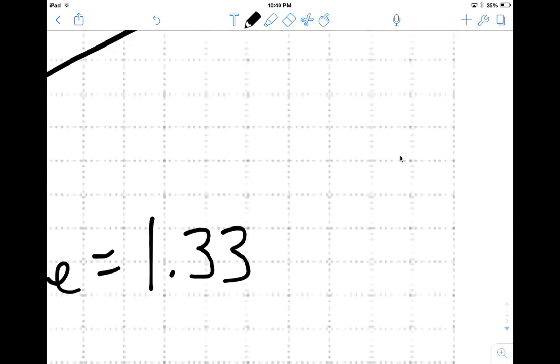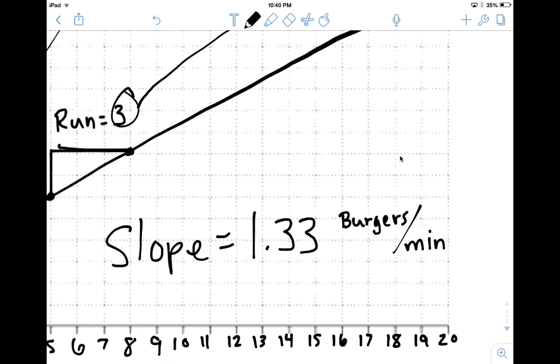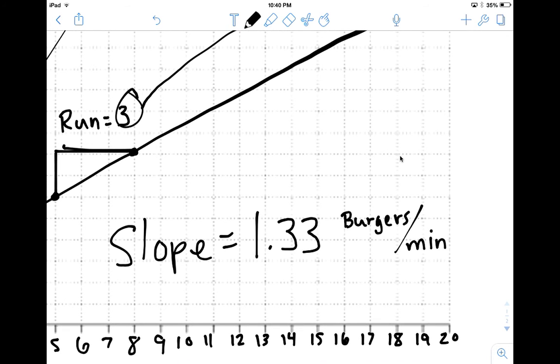So we would come in here and do something like burgers over minutes. And here's how we would say that: 1.33 burgers per minute. That little divided line means per minute. So if it's cooking burgers, I can cook 1.33 burgers per minute. Or maybe it's eating burgers, 1.33 burgers per minute. Okay, there's a refresher on how to find slope. Hope it helped.